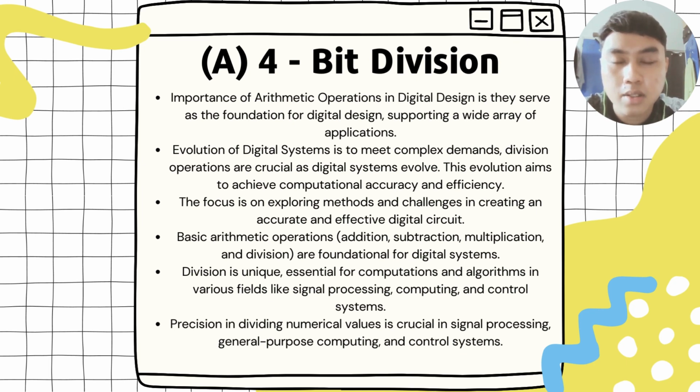Basic arithmetic operations, addition, subtraction, multiplication, and division, are the foundation for digital systems. Division is essential for computation and algorithms in various fields like signal processing, computing, and control systems. And last, processing dividend numerical values is crucial in signal processing, general purpose computing, and control systems.